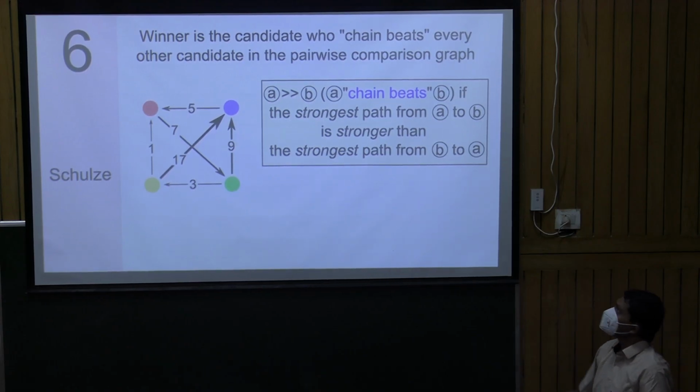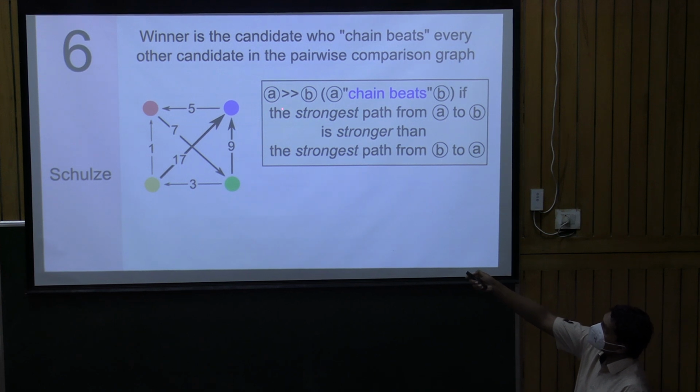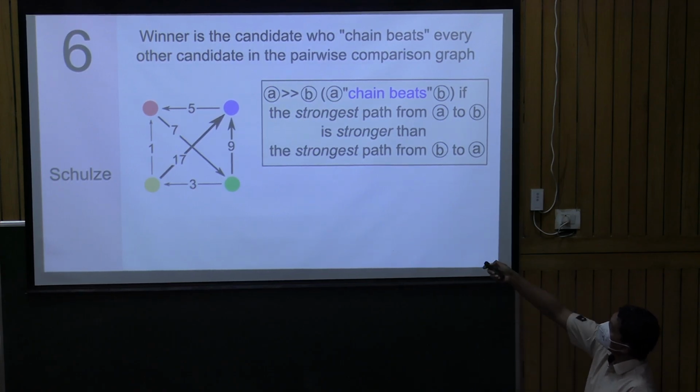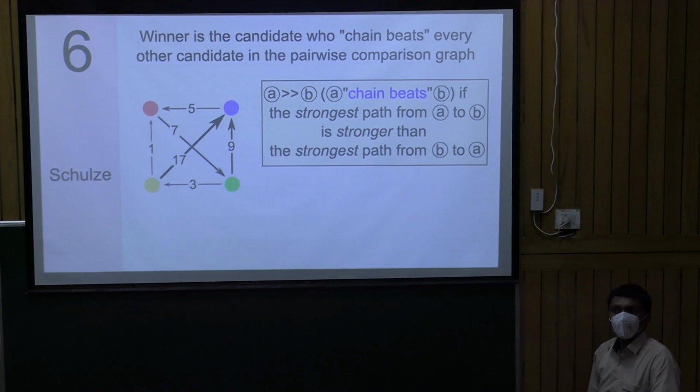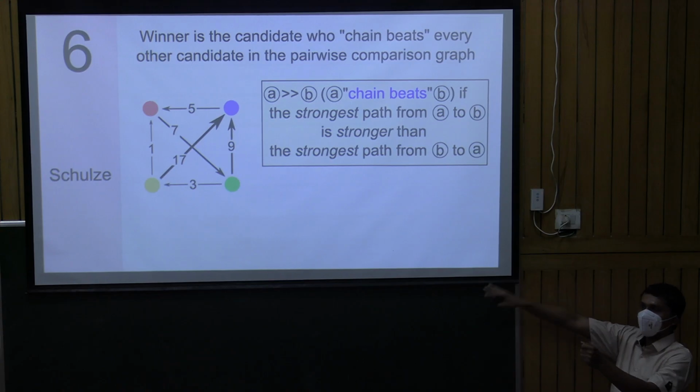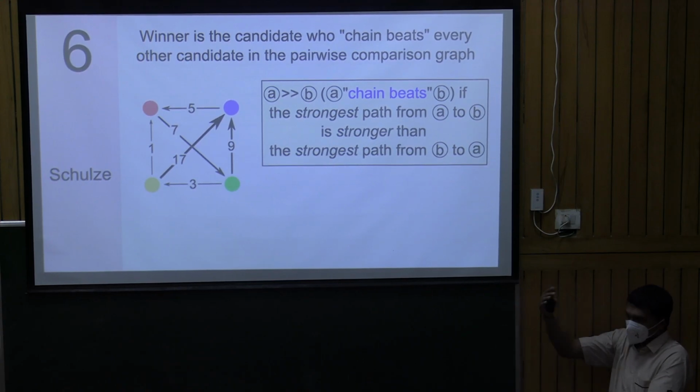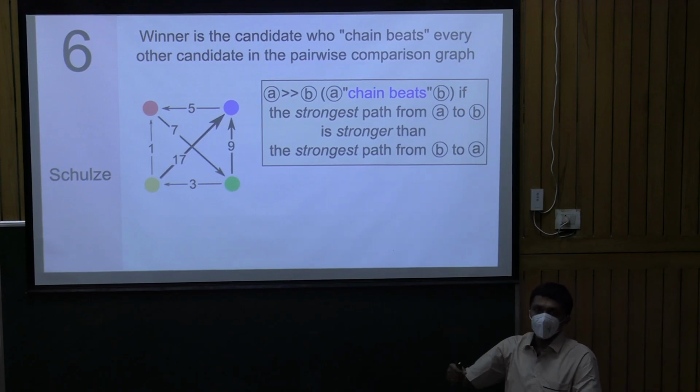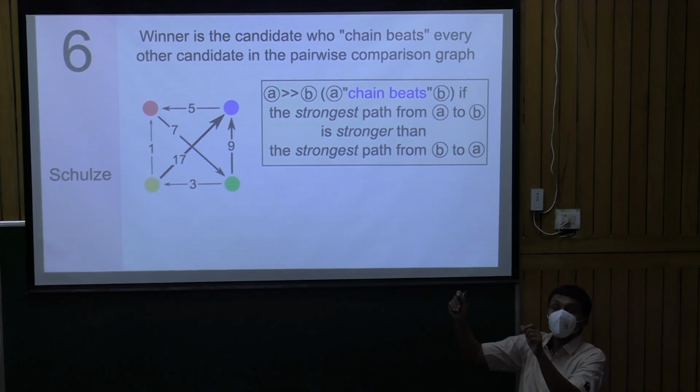Okay, so I'm going to say that candidate A chain beats candidate B, right? I'm going to write it as this double greater than sign, if the strongest path from A to B is stronger than the strongest path in the other direction, B to A. So I fix two candidates, look at all paths from A to B, look at the strongest one, likewise look at the strongest path in the other direction, and look at which of those two have higher weight. That's the sense in which A would chain beat B.